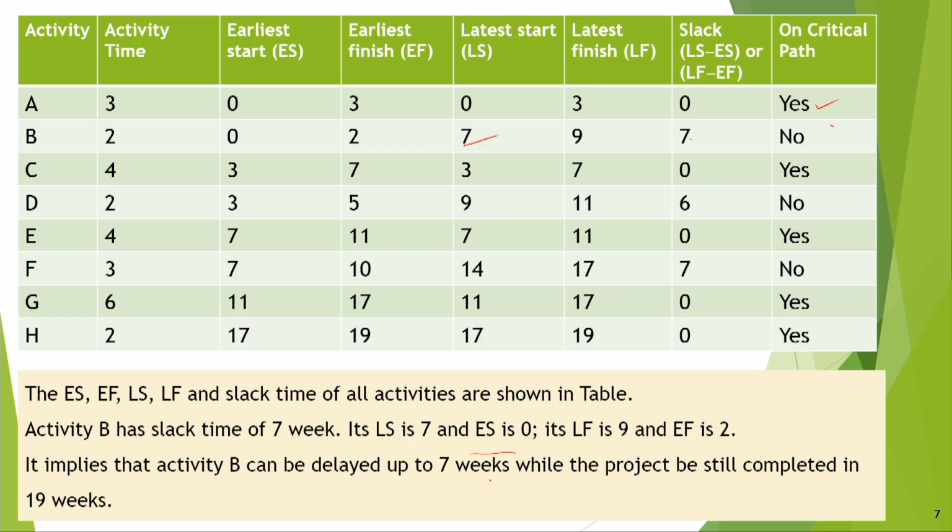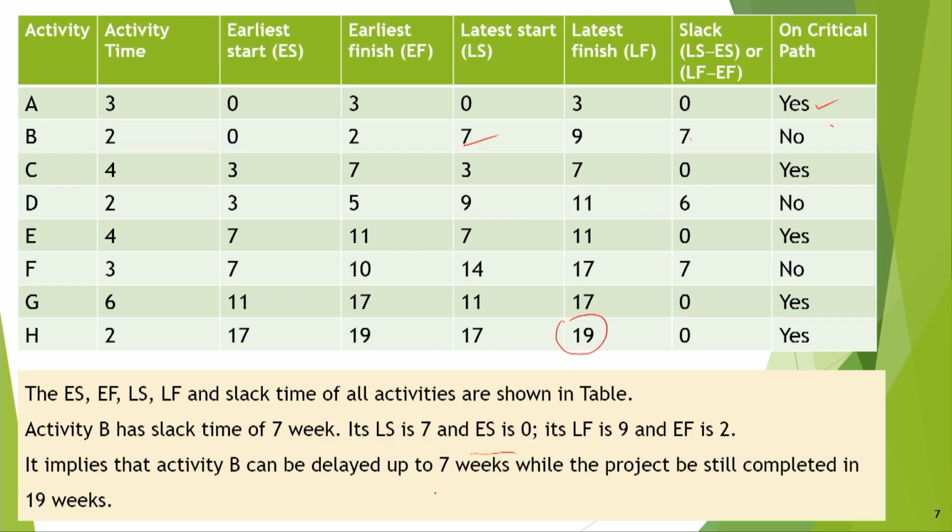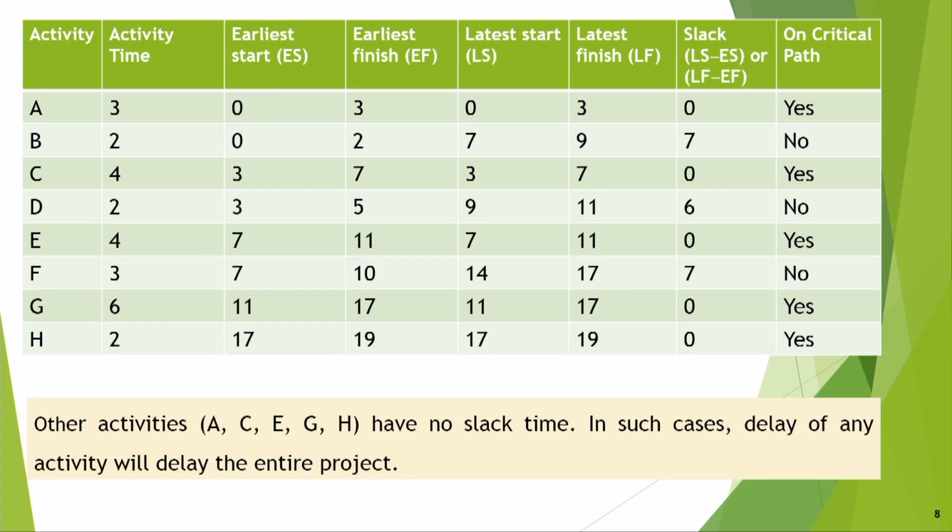Okay. So, here activity B can be delayed up to 7 weeks, while the project is still completed in 19 weeks. Okay. Means, provided you want to finish it in 19 weeks, then you can still delay activity B up to 7 weeks. Okay. That is the significance of the float or slack time. Okay. So, you can delay like this.